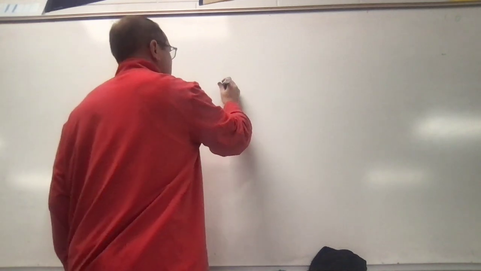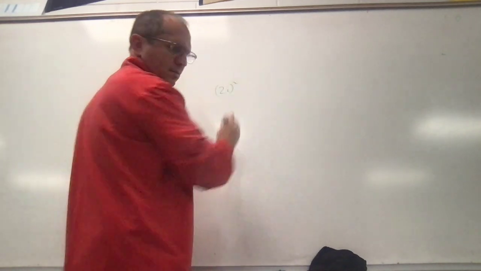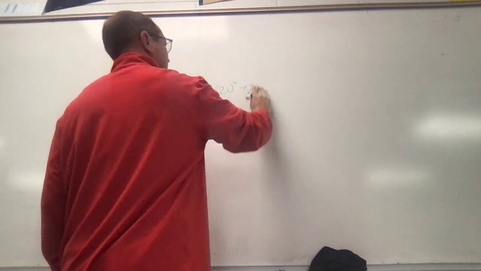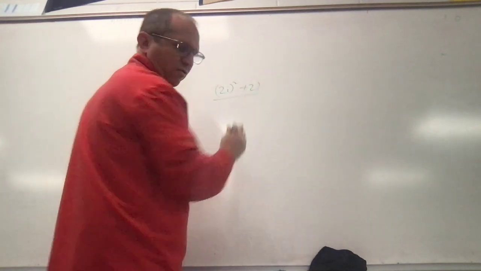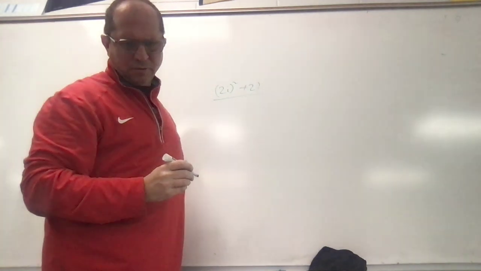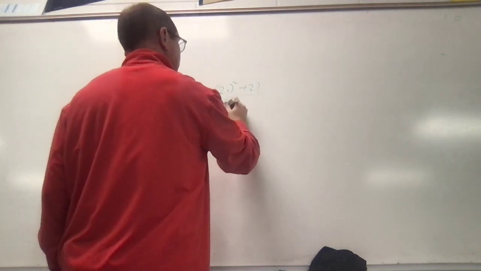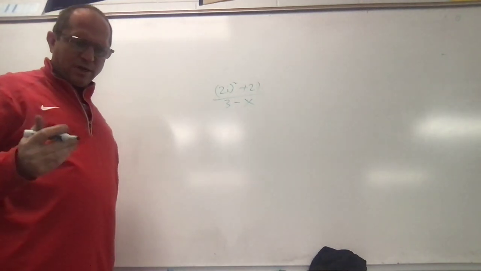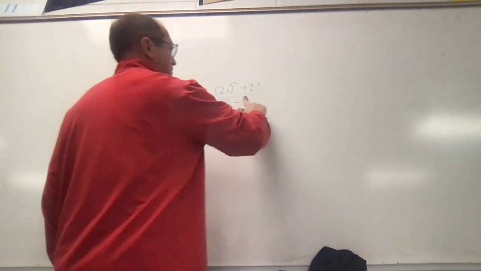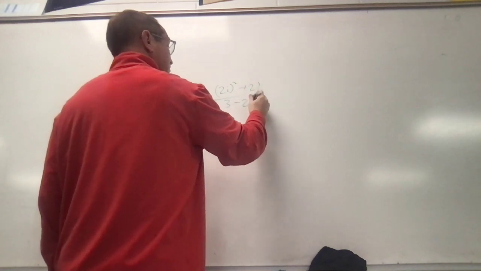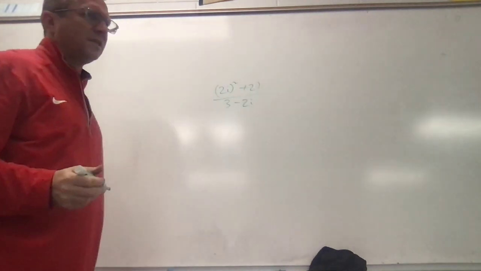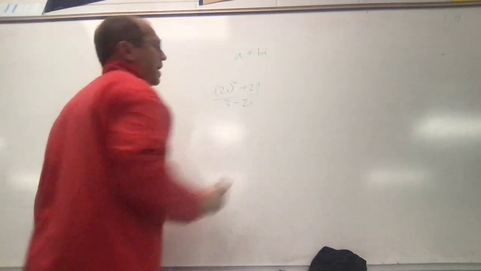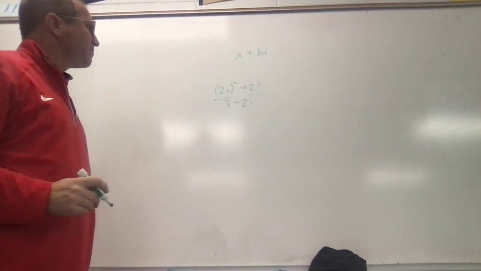Let's go with 2i squared plus 21 over 3 minus 2i. All right. Now, the trick to this is to know that we need the final answer in the form of a plus bi. That would be a complex number.